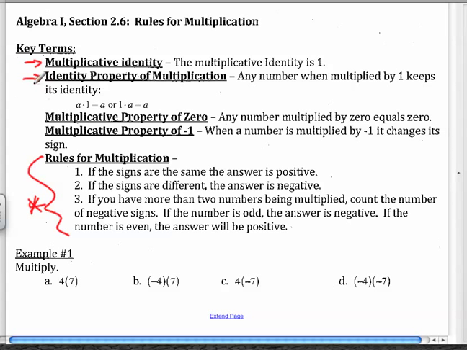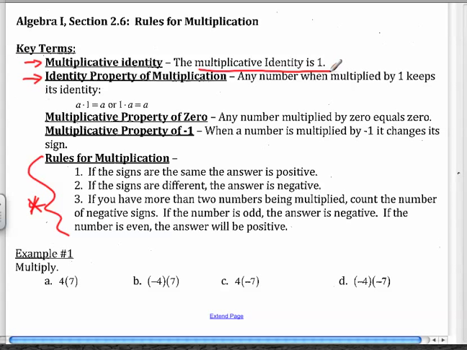The multiplicative identity is the number 1. The number 1 is called the multiplicative identity. Okay? The identity property of multiplication says that when you multiply a number by 1, it keeps its identity. It doesn't change. That's why 1 is the multiplicative identity.